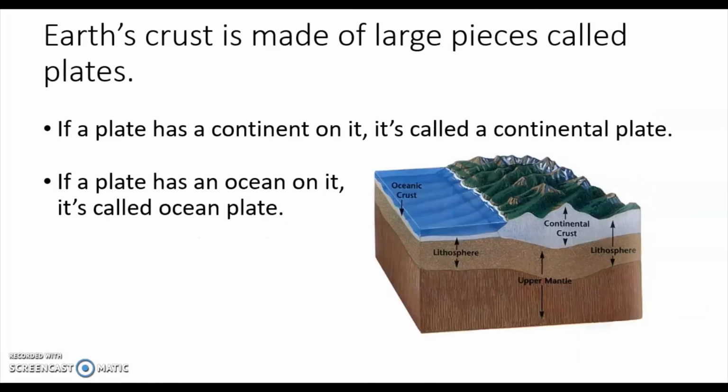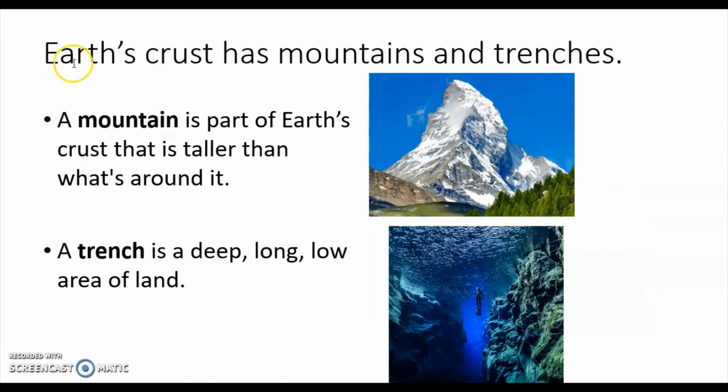Okay, next, Earth's crust is made of large pieces called plates. If a plate has a continent on it, it's all called a continental plate. So like this piece is a continental plate. If a plate has an ocean on it, it's called an ocean plate. So this here under the ocean right here is an ocean plate. Okay. This is review from last time.